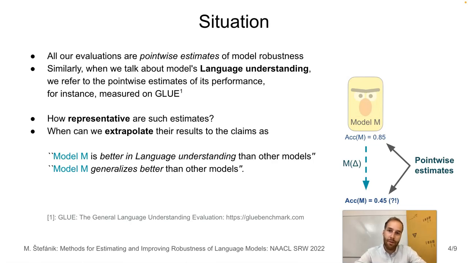Consider the term of language understanding. We agree that BERT model has better level of language understanding than fastText because it performs better on benchmarks such as GLUE. If the data of our application originate in the same distribution as GLUE, our benchmark is representative. However, in practice this is rarely the case, and we need to think about how representative our benchmark is for our task, and in case of doubts, how to pick the best model for our use case.